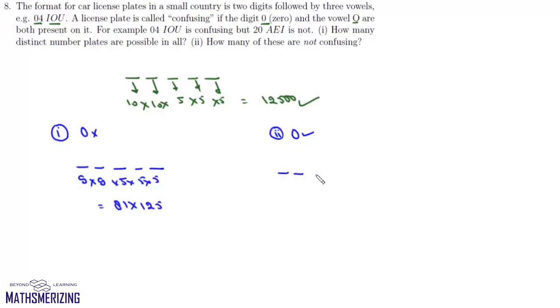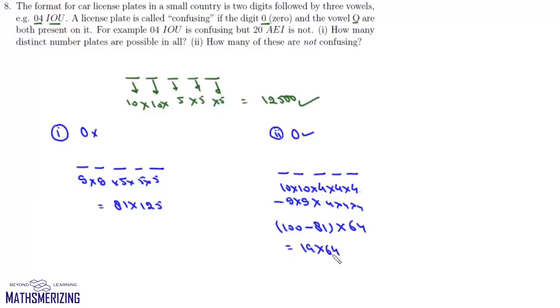And the second case, when 0 is present. So if 0 is present, then vowels cannot take O. So here we'll have 4 choices each. So it'll be 4 into 4 into 4. And here it should have at least 1 zero. So what we'll do is we'll take total cases, which is 10 into 10, and from that we'll subtract all the cases where we do not have any 0. So there'll be minus 9 into 9 into 4 into 4 into 4, which is 100 minus 81 into 64, which is 19 into 64.